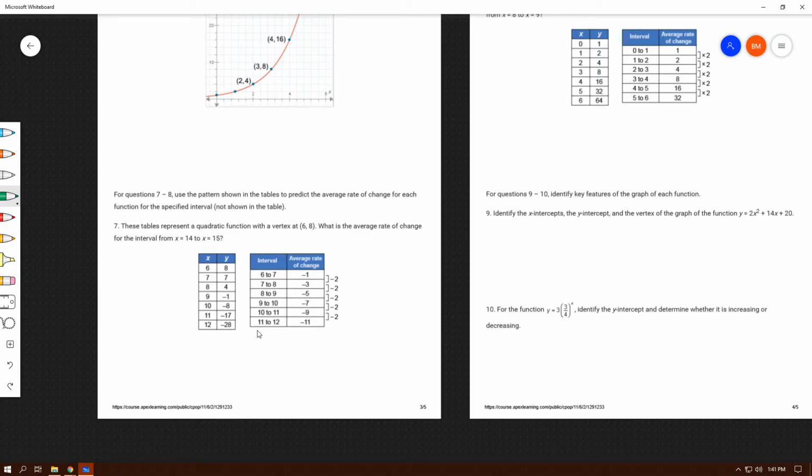So from 12, if I just follow this pattern that they gave me, right? I haven't done anything. I'm just reading their pattern. So 12 to 13 would be -13. 13 to 14 would be -15. 14 to 15 then would be -17. So what's the average rate of change? Negative 17. Right, so this is just a pattern I followed.